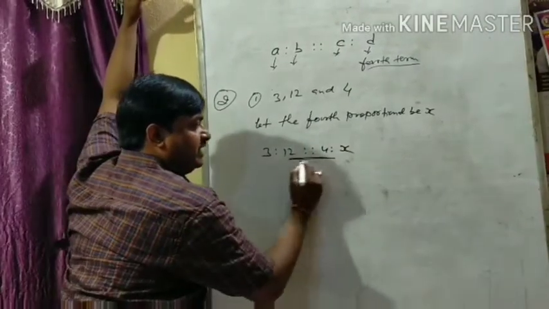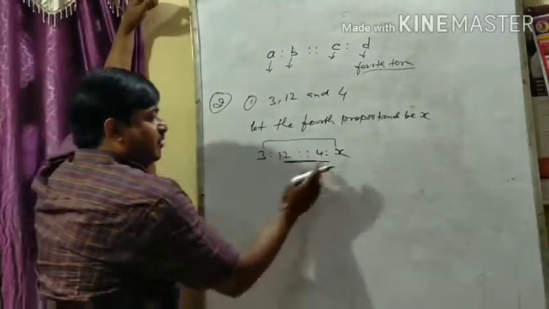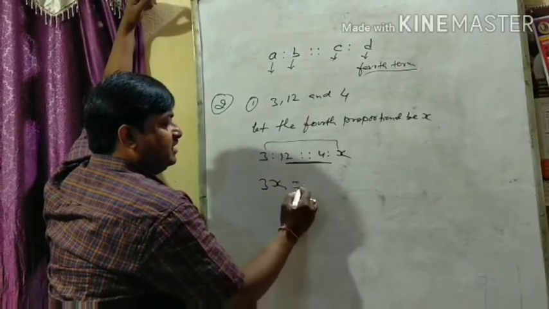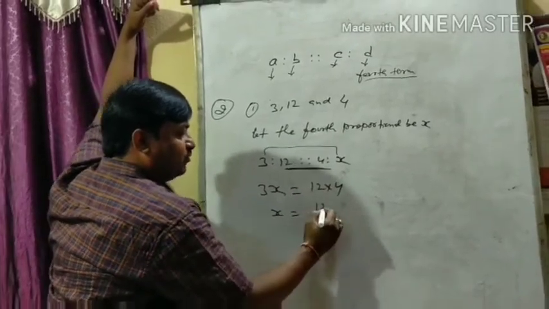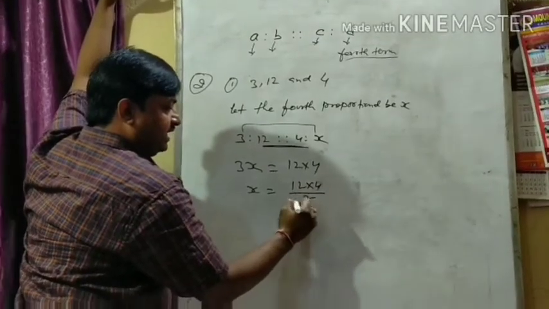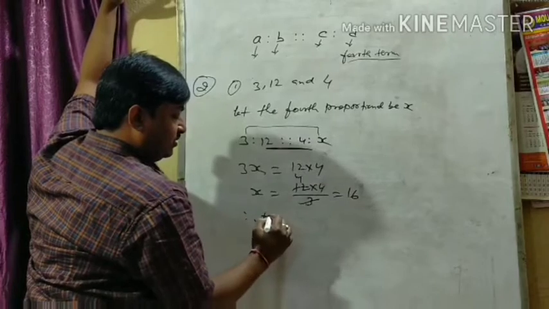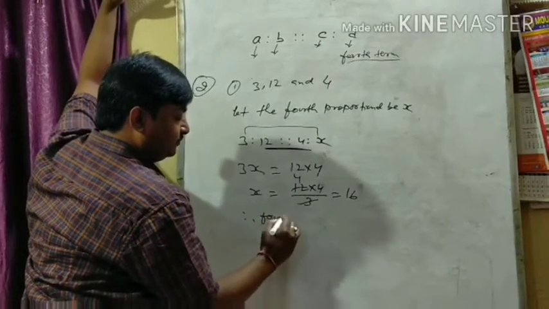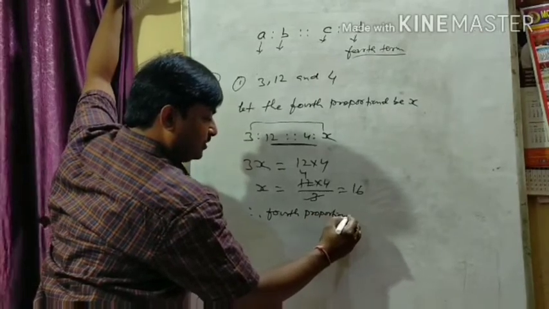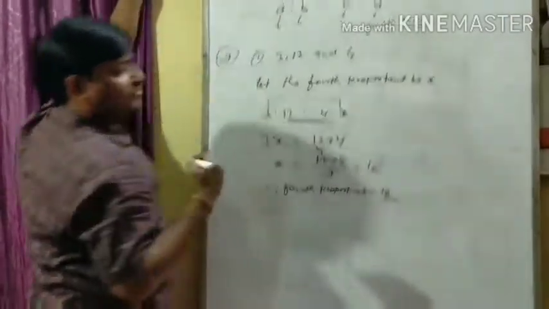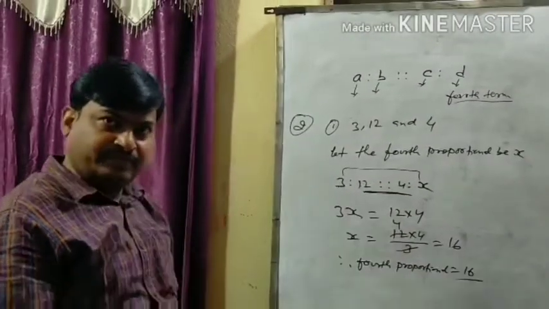Student, these two quantities are called mean and these two quantities are called extreme. Therefore, product of extreme, that is 3 into x, is equal to product of mean. Therefore, x equal to 12 into 4 by 3. 3 fours are 12, 4 fours are 16. Therefore, fourth proportional is equal to 16.